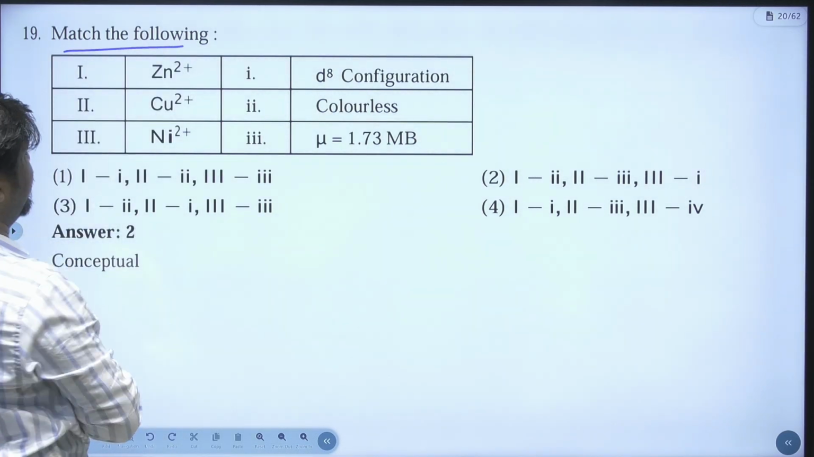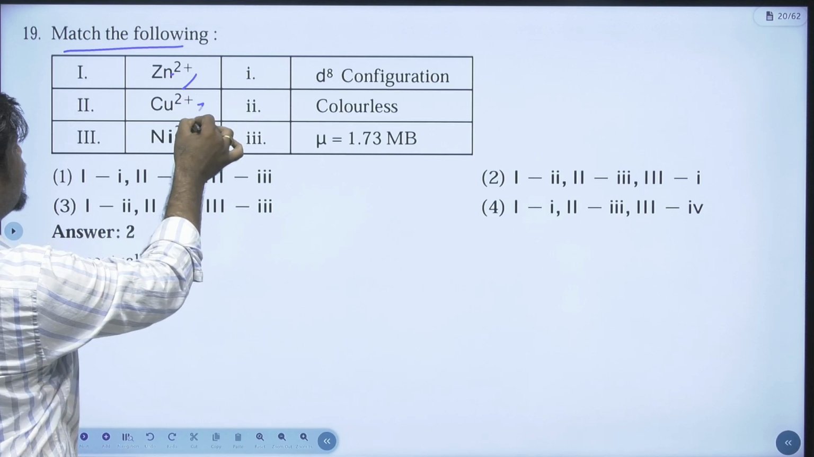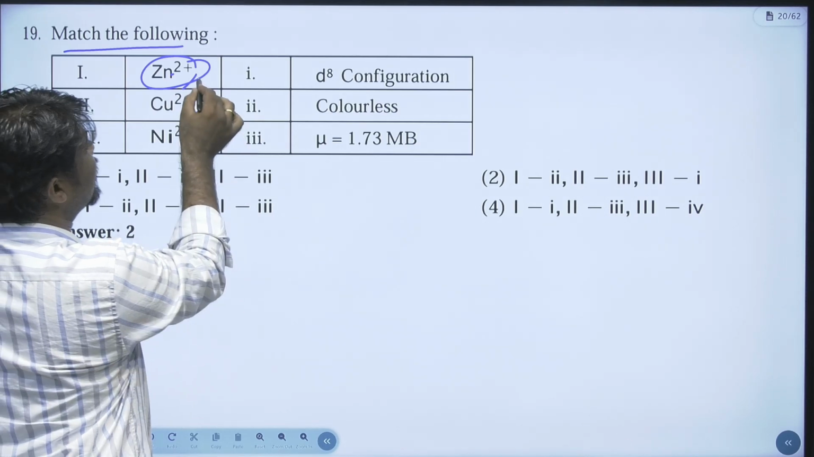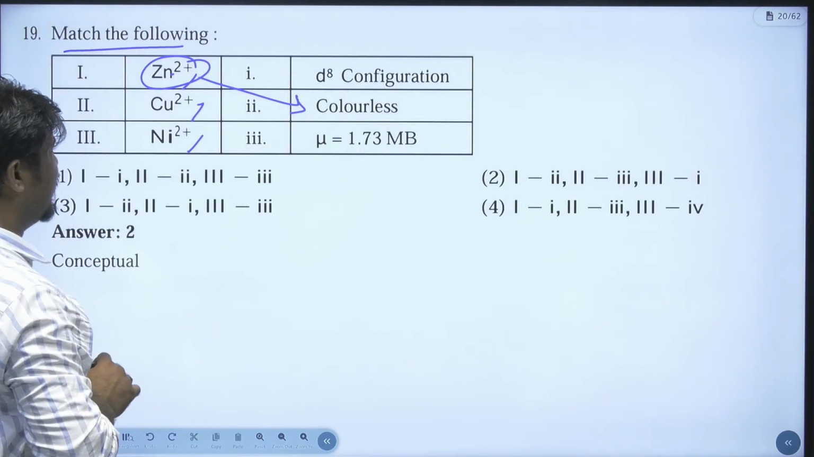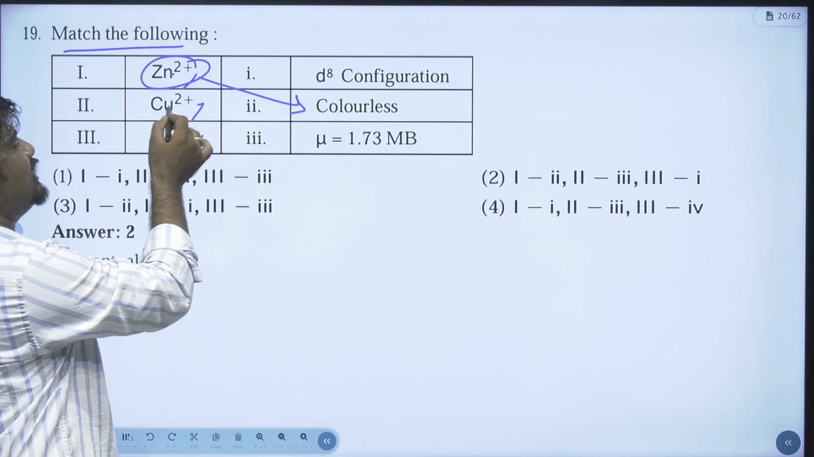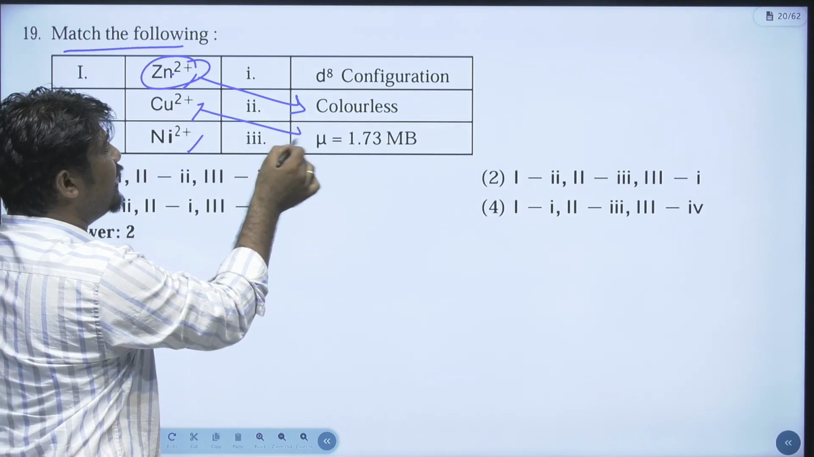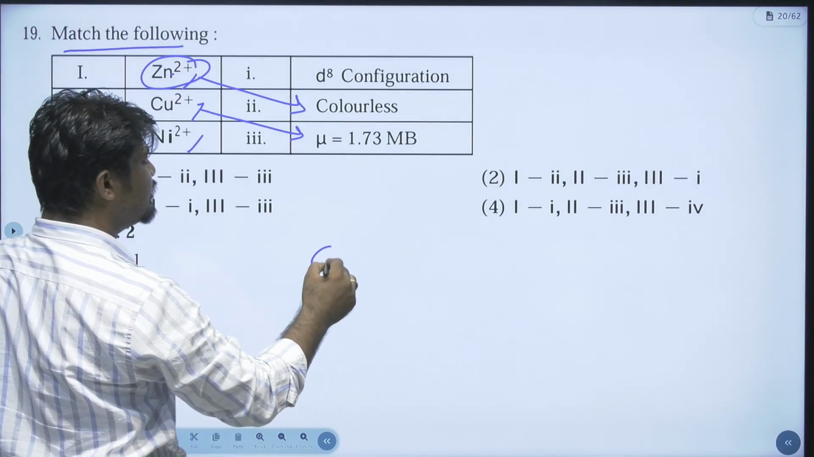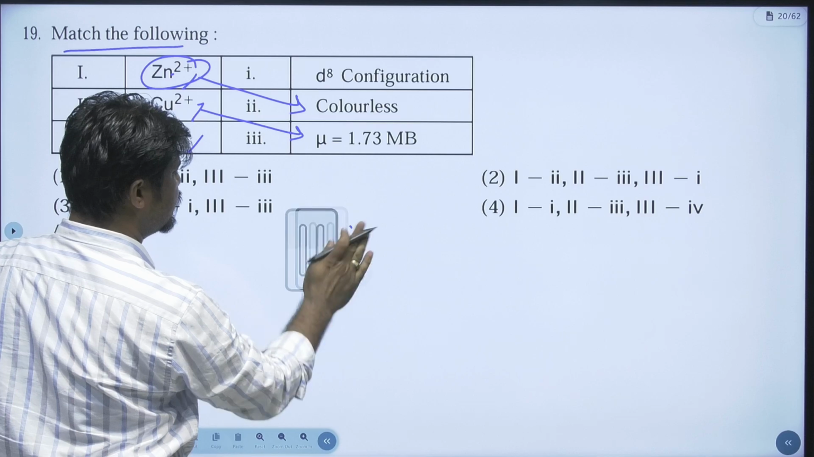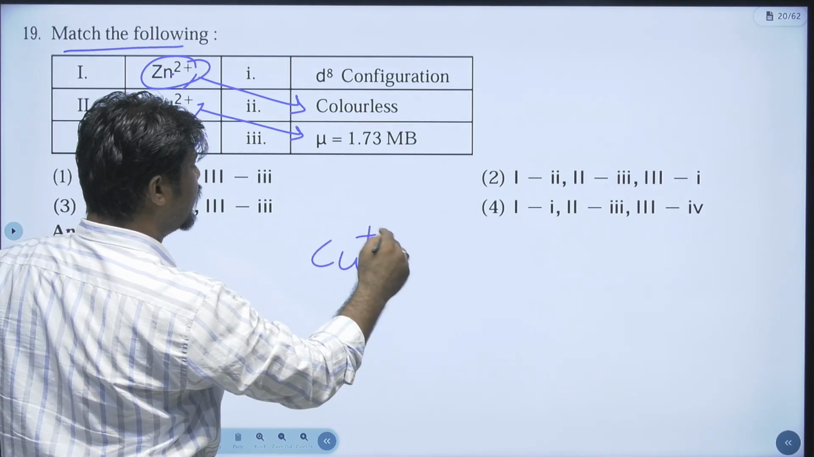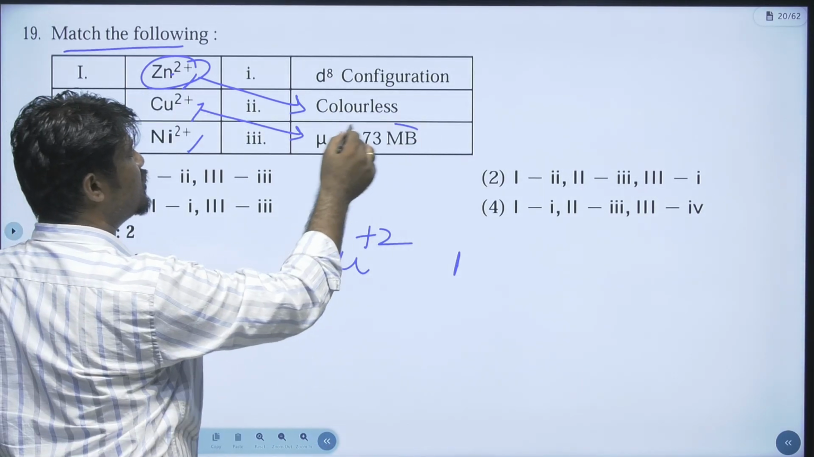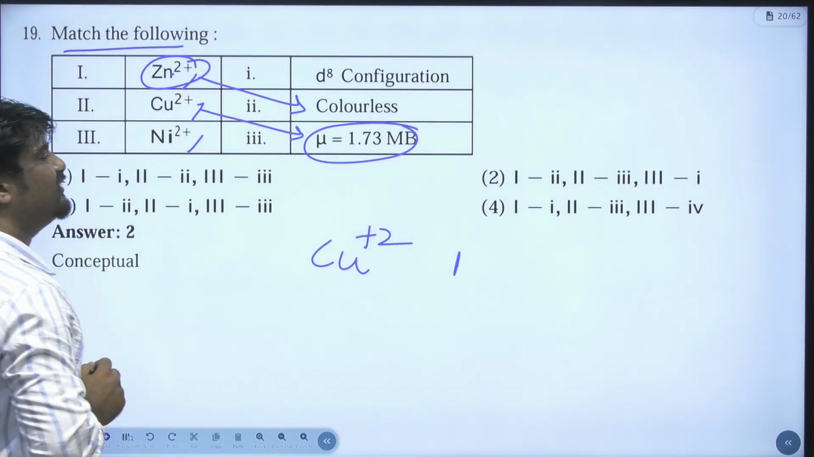Match the following. Zn plus 2, Ca plus 2, Ni plus 2. Here, Zn plus 2 is colorless. Next, Cu plus 2 has a magnetic moment of 1.73, because Cu plus 2 has only one unpaired electron. That's the reason it shows a magnetic moment of 1.73 BM.